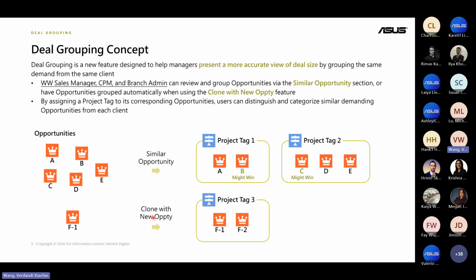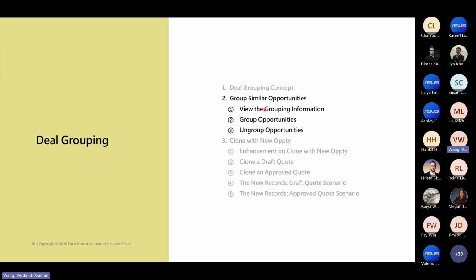And when you clone an opportunity with a complete mirroring type, the new opportunity and the original opportunity will be grouped together, like assigned project tag 3. By assigning this project tag to its corresponding opportunities, users can distinguish and categorize the similar demanding opportunities from each client's demand. Okay, the above is the general introduction to deal grouping. Then let's dive into its details.